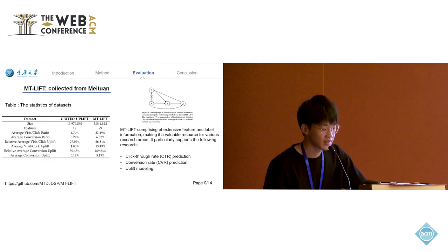We test on two datasets, where Criteo is a public dataset and the other is a released dataset from Meituan. To eliminate the impact of confounding factors on uplift modeling, we collected it from randomized controlled trials. The causal graph is shown in this figure. It ensures the uplift scores are only influenced by the treatment, eliminating the impact of the user distribution. And our dataset contains rich feature, treatment, and label information. It's suitable for multi-task research such as CTR and CVR prediction and uplift modeling. And you can get the dataset through the following link.